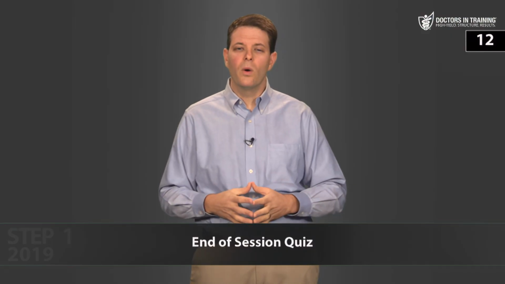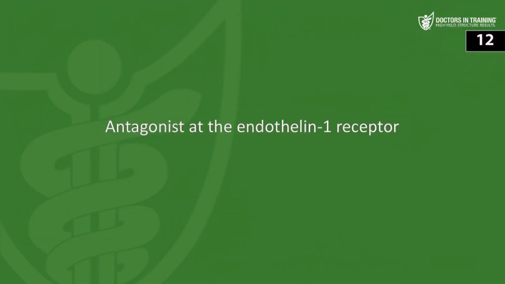The last question, what is the mechanism of action of bosentan? So it's an antagonist at the endothelin-1 receptor, and we use it in pulmonary hypertension because it decreases pulmonary vascular resistance.